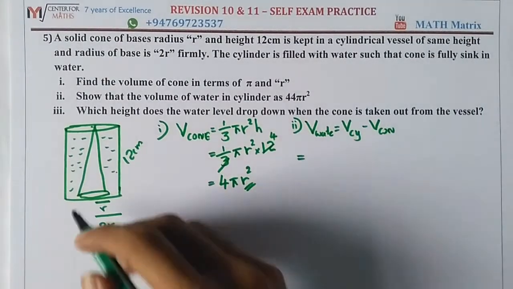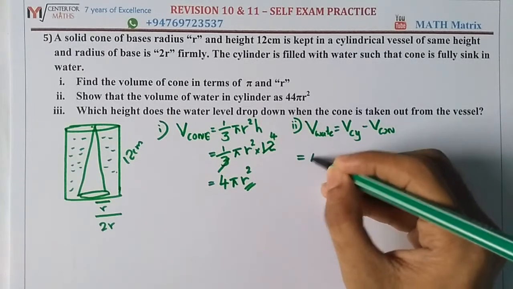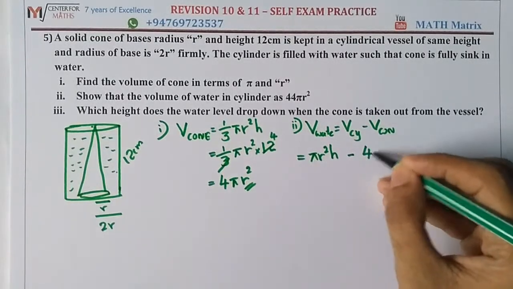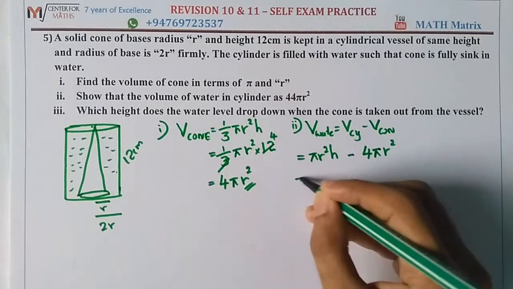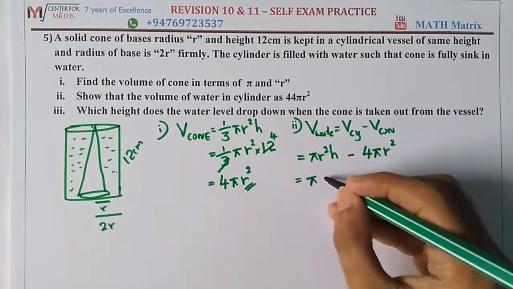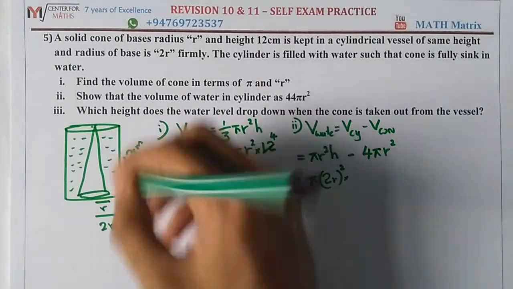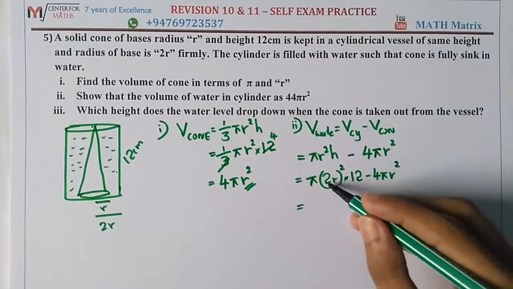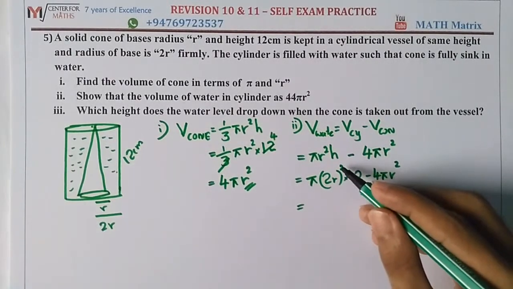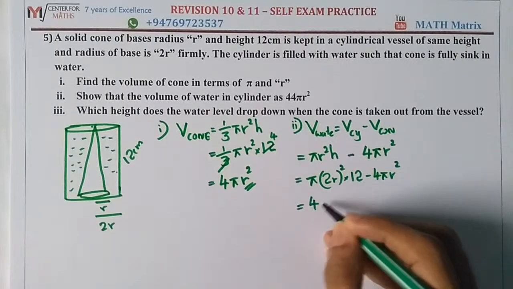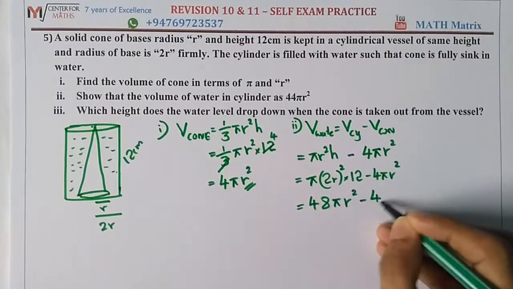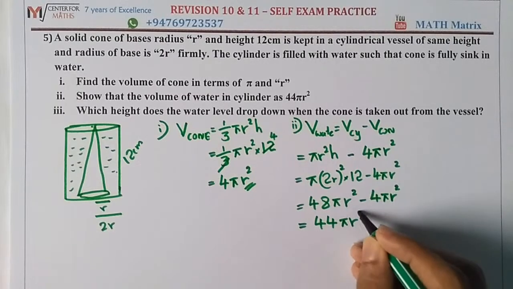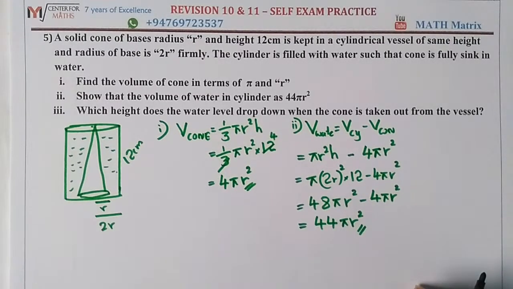First of all, we have to find the volume of the cylinder. Do you know the formula? The formula is pi r squared h, minus the volume of the cone, already we have it, 4 pi r squared. The radius of the cylinder is 2r, so we substitute 2r squared, and the height is 12, minus 4 pi r squared. You see the question is very easy. Now we simplify. 2 squared is 4, and 4 times 12 is 48, so 48 pi r squared minus 4 pi r squared. If we subtract, we get 44 pi r squared. So that's the answer for the second one.